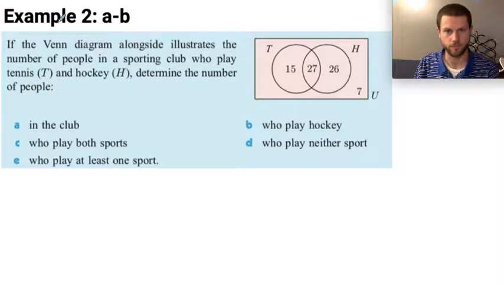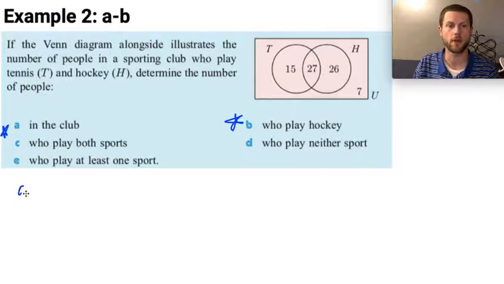Let's do another one. And we're going to use some numerical analysis of Venn diagrams. So here's a Venn diagram of a sample space, and it illustrates the number of people in a sporting club who play tennis, that's this circle here, and hockey, that's the right-hand circle here. I want to determine the number of people for all these things. So we're just going to do A and B, and then actually you're going to do C, D, and E for the you try examples.